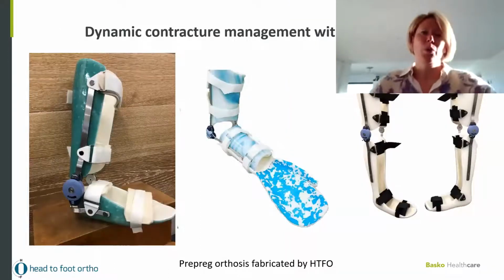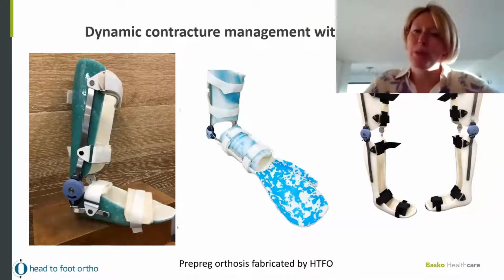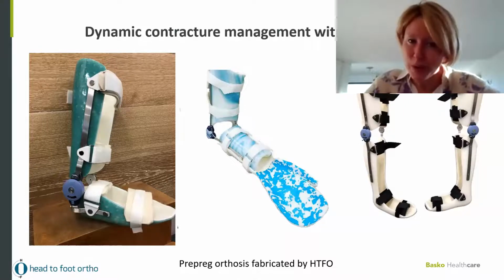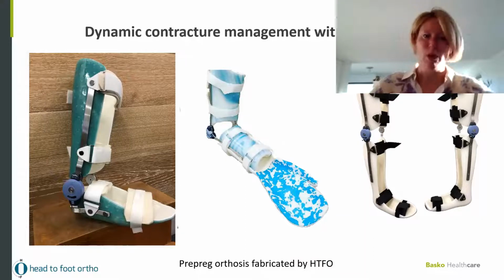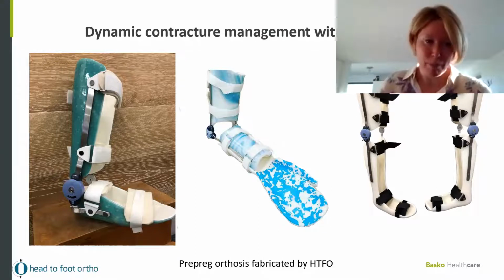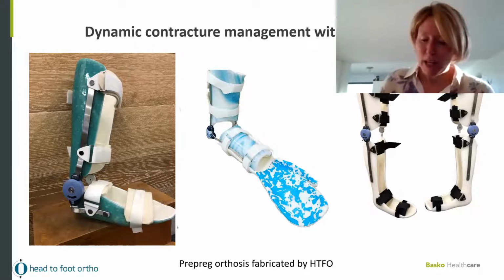So we're going to do dynamic contracture management with multi-motion. Those are orthoses that head to foot orthoses make. You probably know it, but they do make custom-made orthoses with multi-motion in pre-preg or polypropylene, whatever you want. So you can send your cast to them and they will make it for you. If you want some information on that, please contact Steve and he will answer all you want to know.